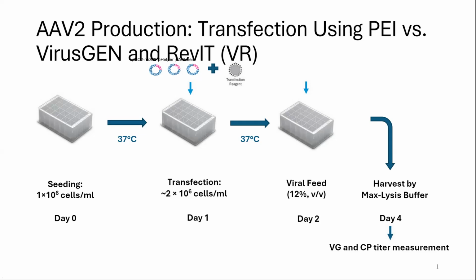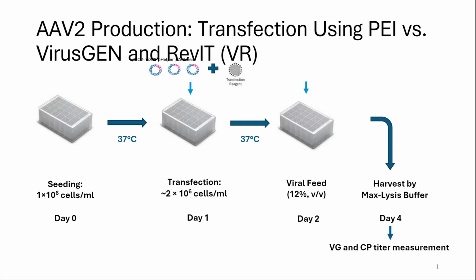So it really allowed us to test more different conditions side by side instead of handling a whole bunch of shake flasks. So that's why we picked the 24-well plate. And in this specific experiment, we used PEI as well as VirusGene and Revit. VirusGene is a transfection reagent and Revit is an enhancer. Just to simplify the name, I just call it VR. So we used PEI and VR transfected cells, either non-feed or feed, in this system.